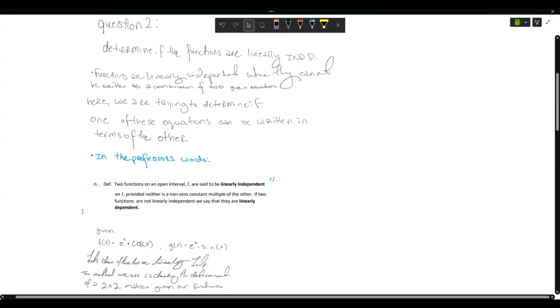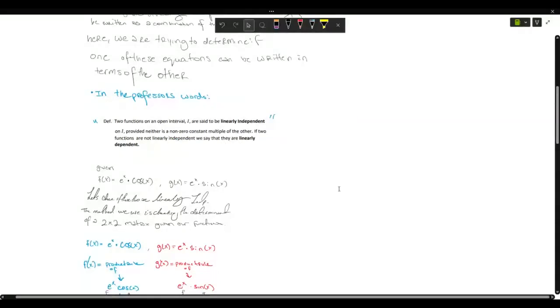Okay, so here we're given these two functions, f of x and g of x, and we're going to check if they are linearly independent. The method we use is by calculating the determinant of a 2 by 2 matrix. In our class, we call it a Wronskian, I think. It's the same way that you do it in linear algebra with a 2 by 2 matrix.